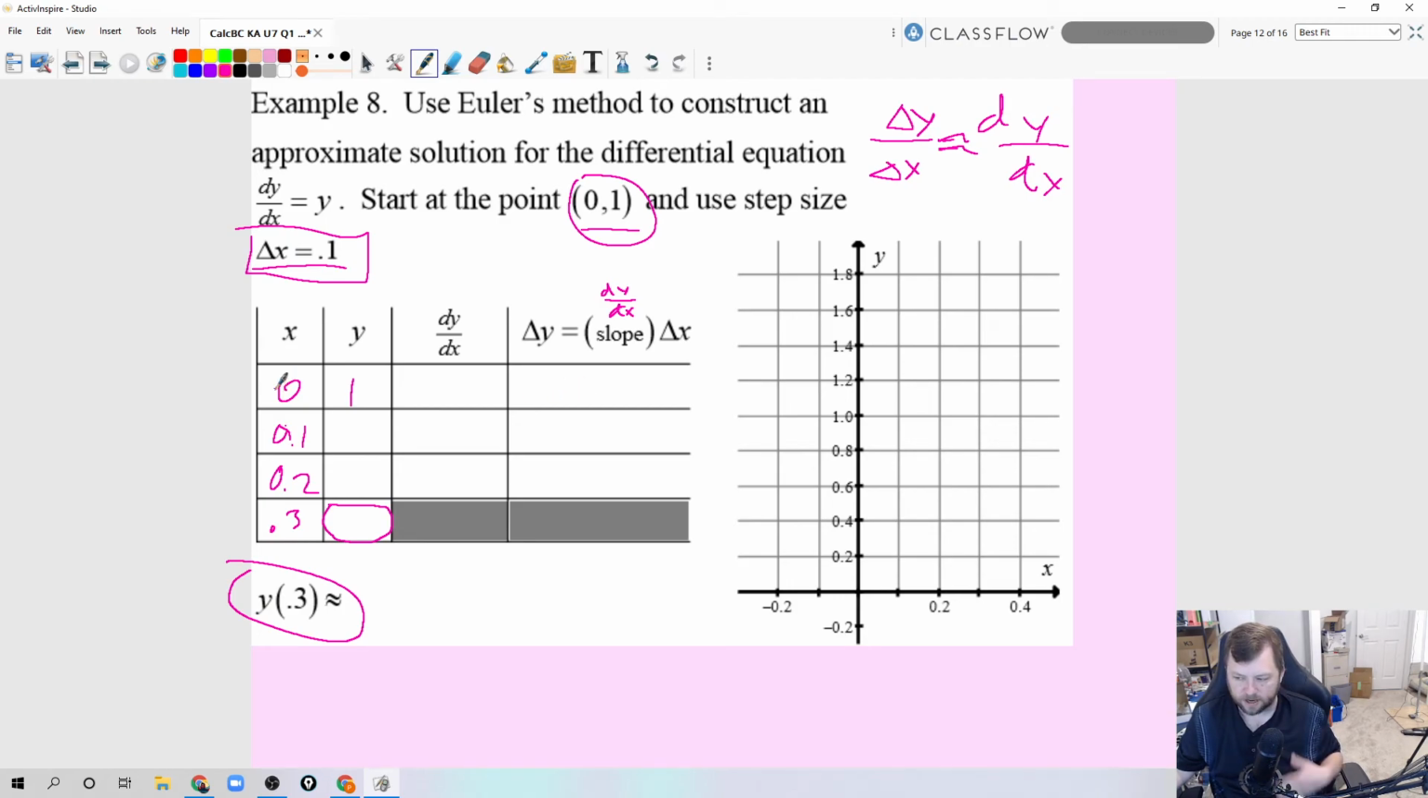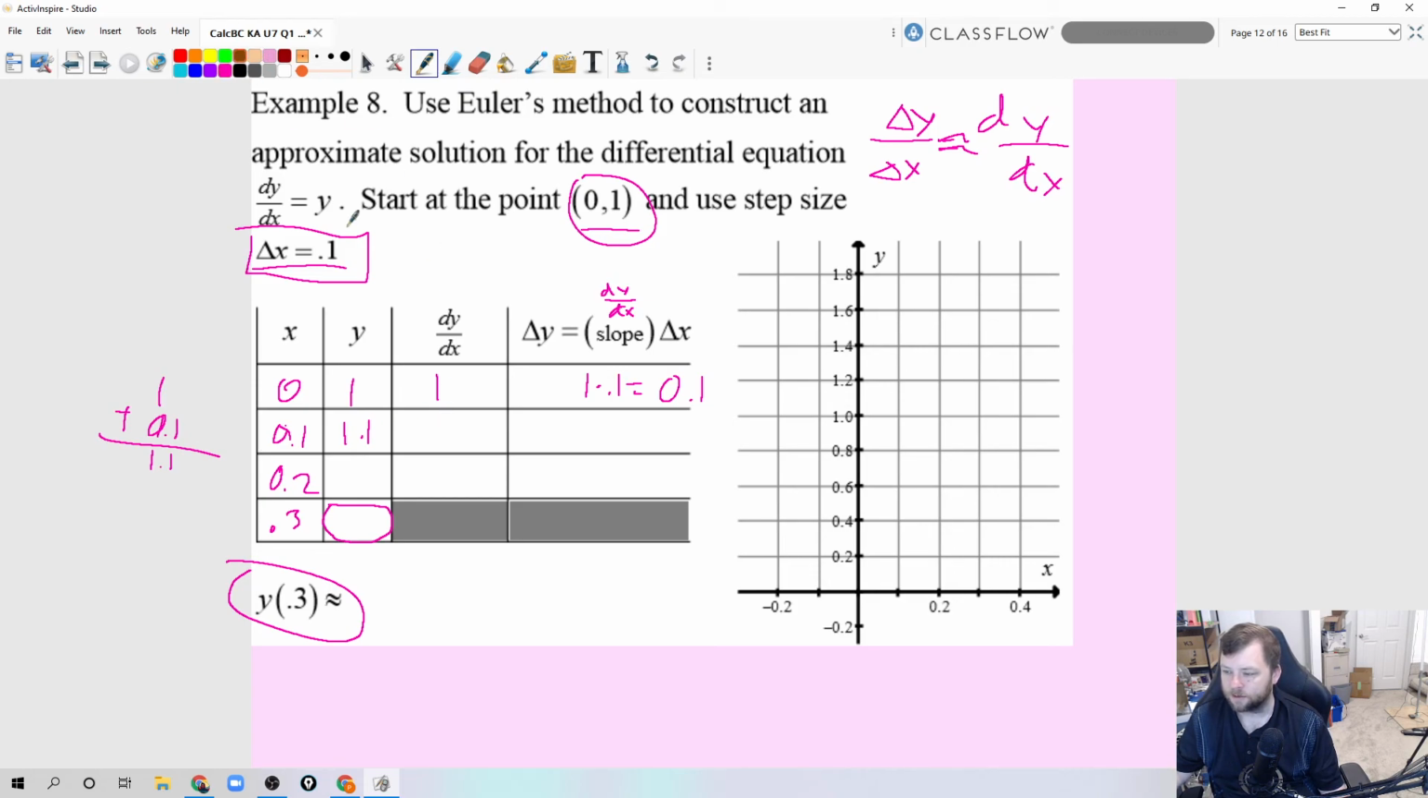Now, I'm going to work across. So for my first case, x is 0 and y is 1. dy/dx equals y, so I'm just going to plug in 1. And my delta y will be my slope, 1 times delta x, 0.1. So my delta y is going to be 0.1. Now x changes by delta x every time: 0.1, 0.2, 0.3. Y changes by delta y every time, but the delta y changes. So this y is going to be 1.1, because I'm adding 0.1 to 1 to get 1.1, okay?